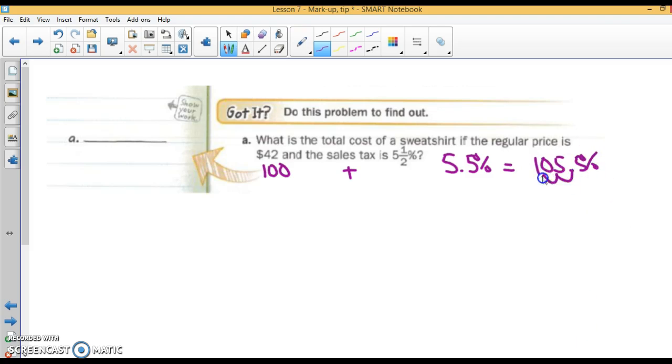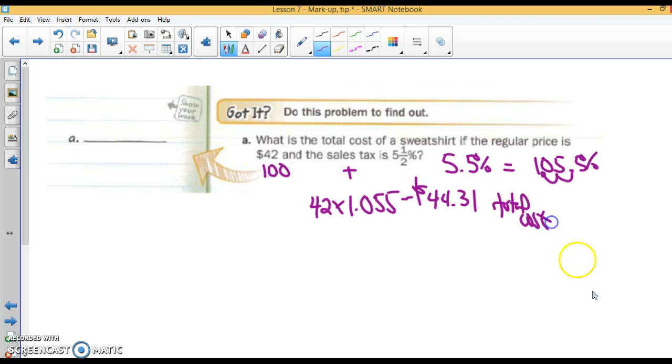Move the decimal to the left. I'm going to do 42 times 1.055. And when you punch that into your calculator, you're going to get $44.31. $44.31, that's your total cost. Now, if you prefer, you could multiply by 0.055 and then add the tax to the cost.